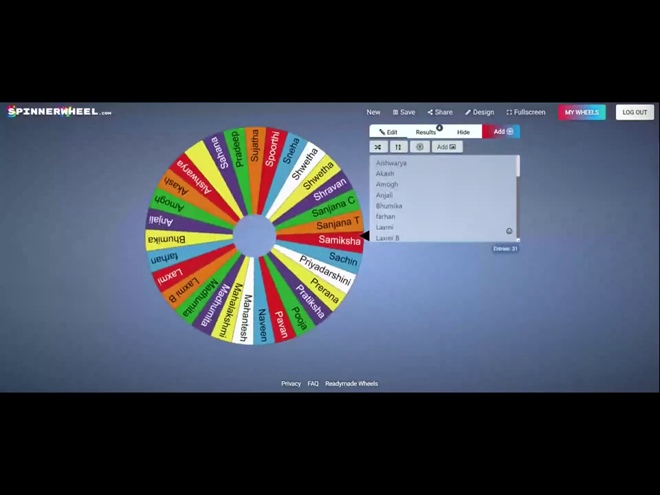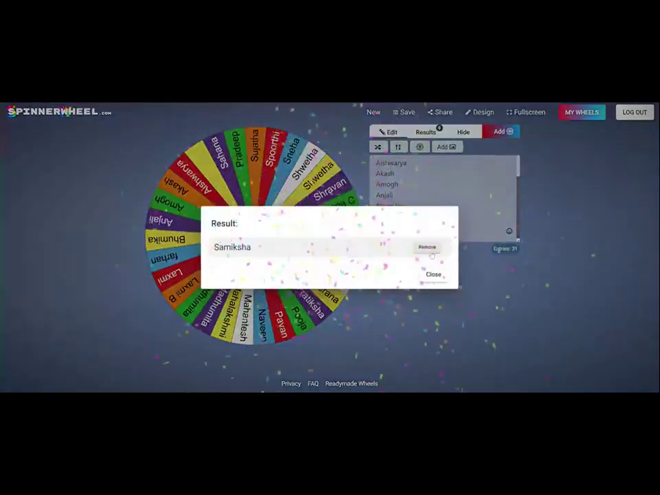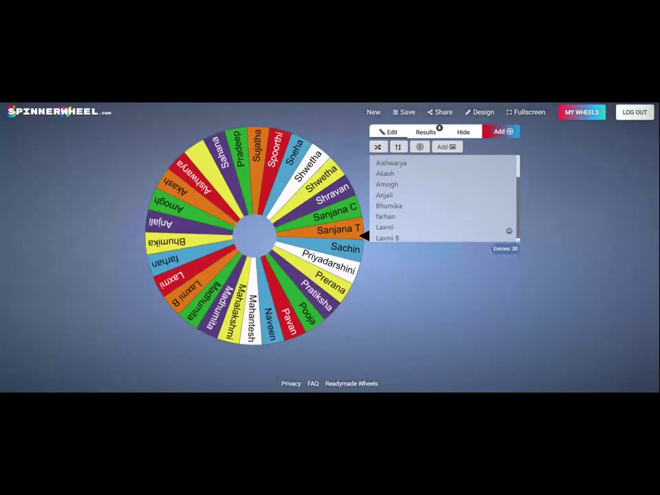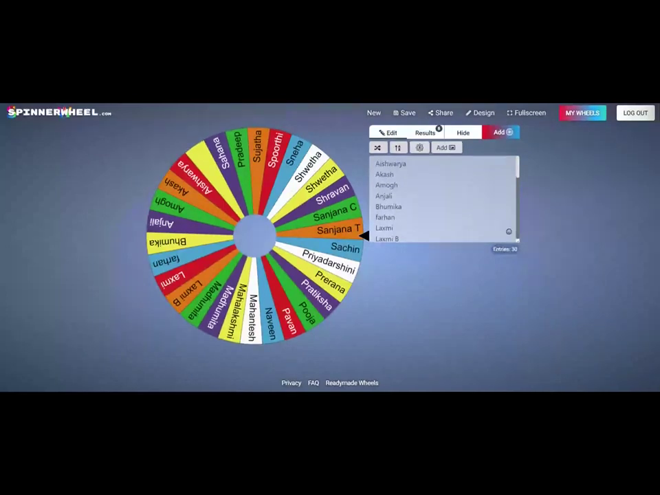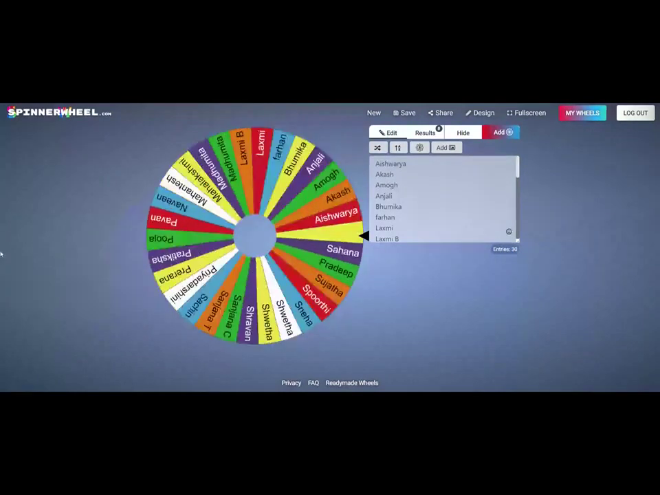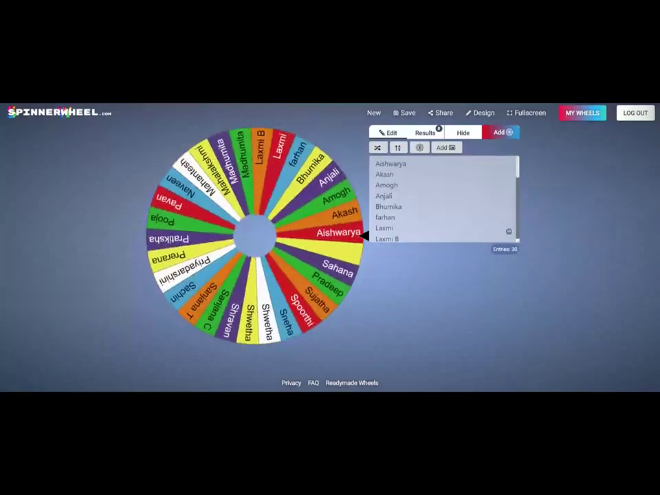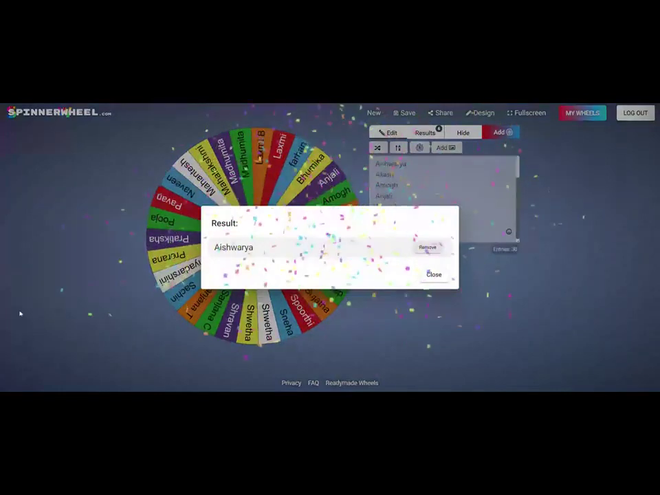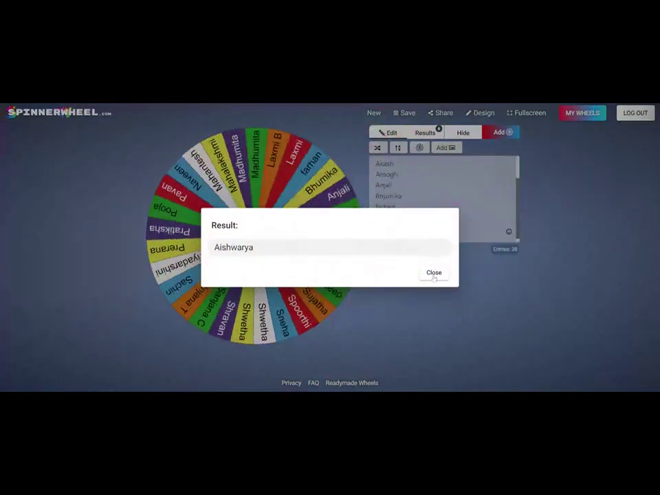Samiksha? Samiksha, are you there? Yes, ma'am. I think Samiksha is not able to hear me. She's not answering. I'll spin the wheel again. Can you see the wheel? Aishwarya? Yes, ma'am. Will you answer this question? Yes, ma'am. One minute, I'll share the question.